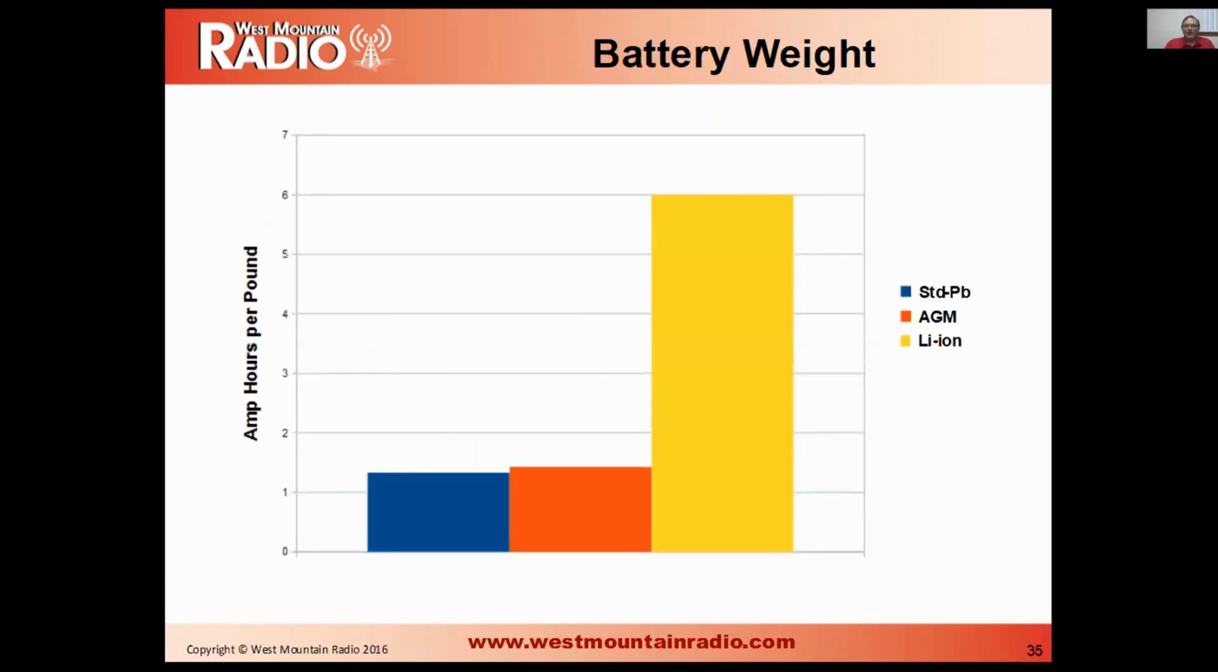Battery weight, amps per pound: lithium ion is way ahead, 6 amps per pound compared to a little over 1 amp per pound for the lead acid batteries.